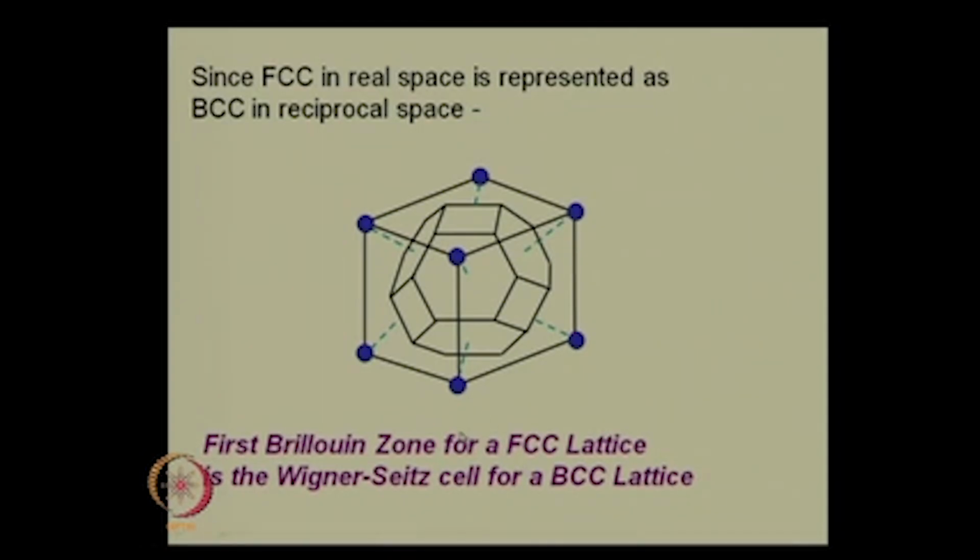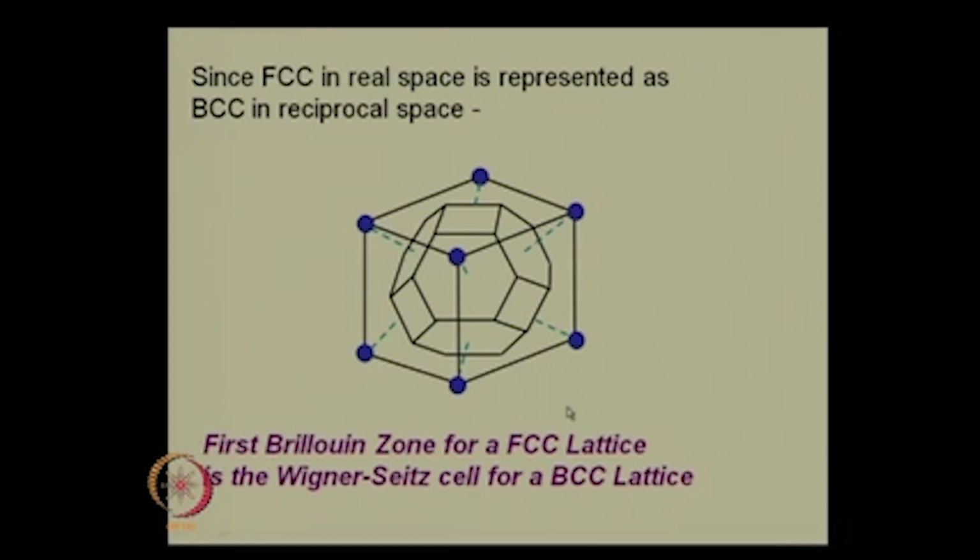So this occurs because of this inversion. You are talking of a face centered cubic lattice in real space, and since it is represented as a body centered cubic lattice in reciprocal space, the Wigner-Seitz cell of the body centered cubic lattice is defined as the first Brillouin zone for a face centered cubic lattice material. So this is slightly tricky the first time you encounter it.